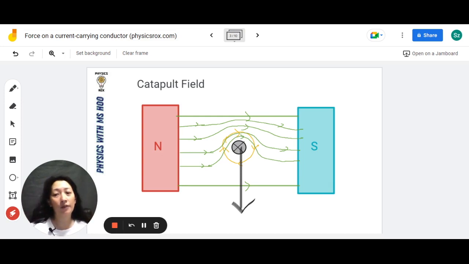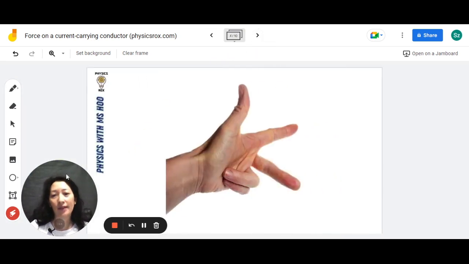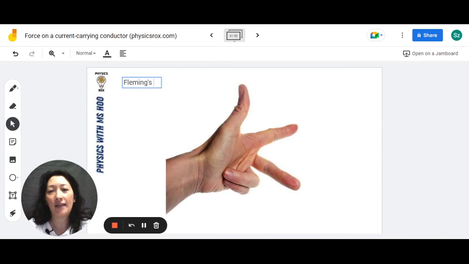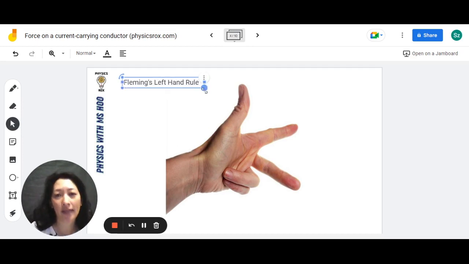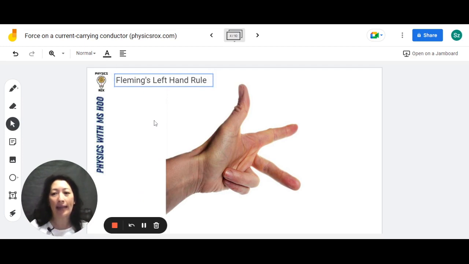So John Ambrose Fleming has discovered that what we can do is we can use our hands as a quick predictor. So this is where Fleming's left-hand rule has come about. Fleming's left-hand rule, named after John Ambrose Fleming, obviously uses your left hand. So please use your left hand and don't try to be too clever and use your right hand instead, okay?